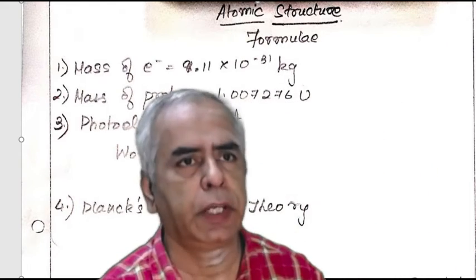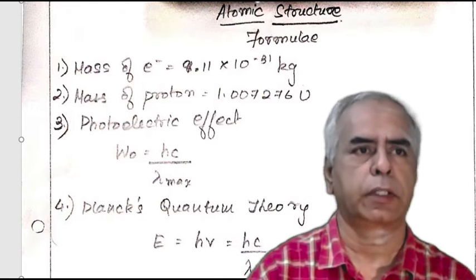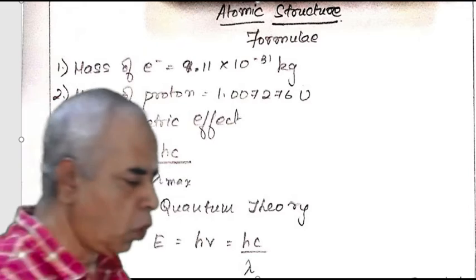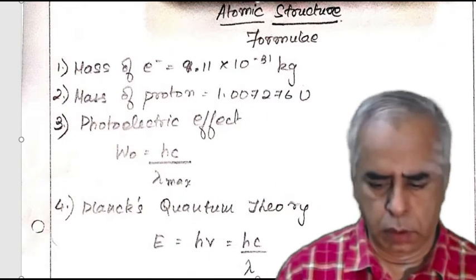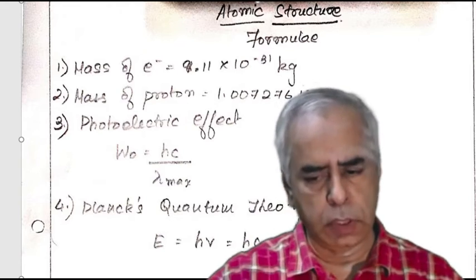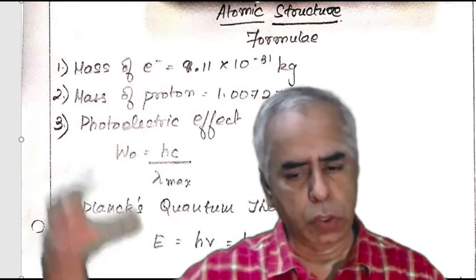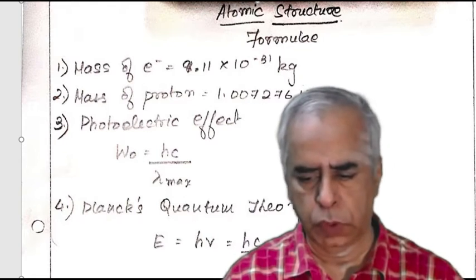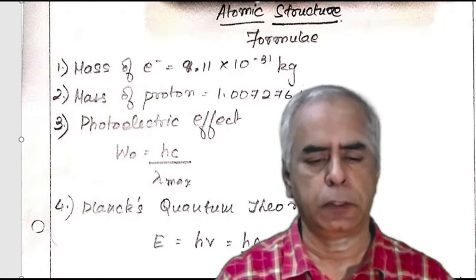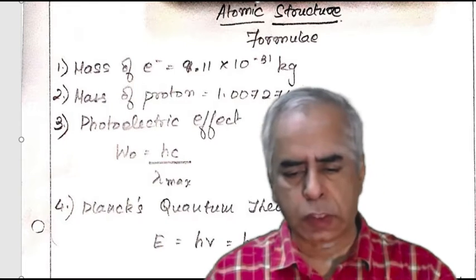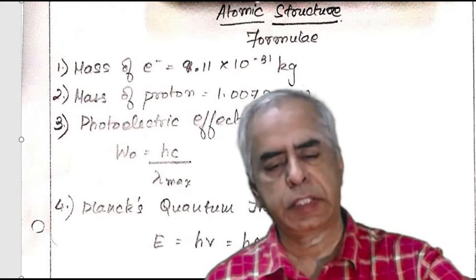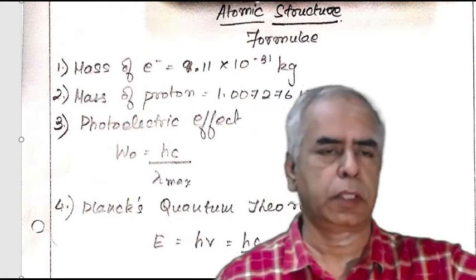Now let me proceed with the photoelectric effect. What is a photoelectric effect? It is the phenomenon of emission of electrons from the sheet metal on irradiation. Irradiation means what? When some light falls on a sheet metal, the electrons are scattered and escaping from the surface of the metal.